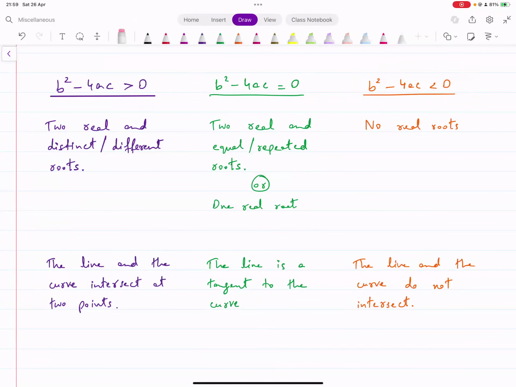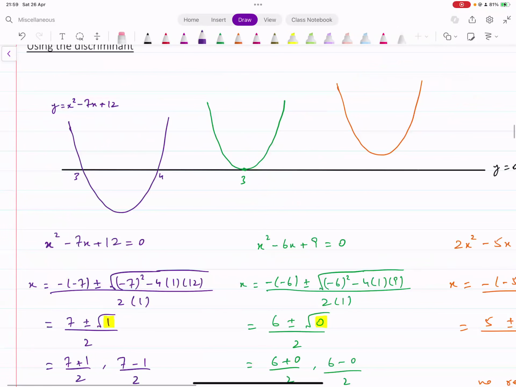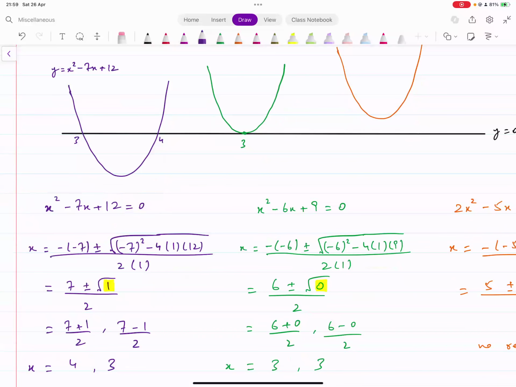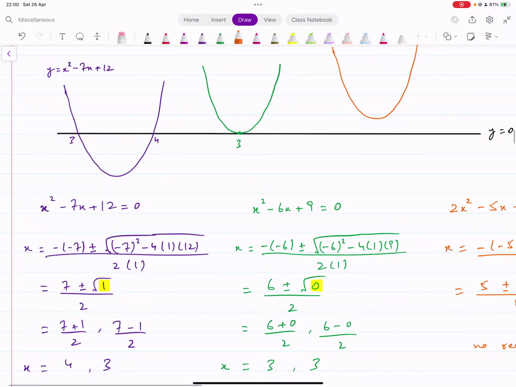Now, graphically, what does that mean? Graphically, it means the function that we have and the line that we have on the other side. In this case, the line was the x-axis. Sometimes it could be some other line as well. In the first case the line meets the curve at two points, in the second the line only touches the curve at one point, and in the third case they're not meeting at all. So you should understand both the graphical interpretations and the interpretation using the roots.